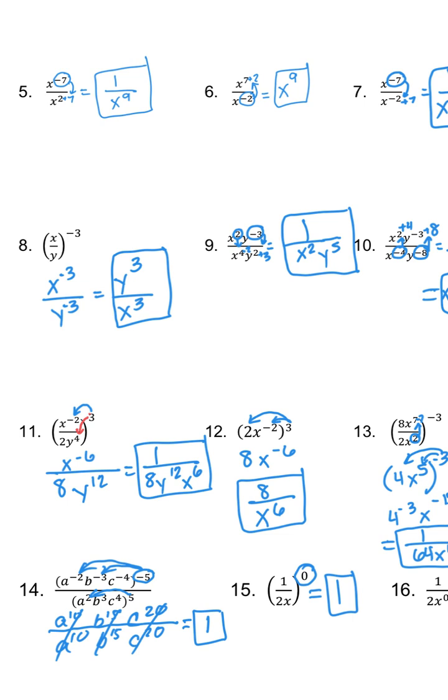Now number 16, we see we have that 1, and we have this 2. Now notice that exponent 0 is not on that entire thing, it's only on that x, right? It's only on that x. Therefore, x to the power of 0, that would equal 1, right? So really this should be 1/2.